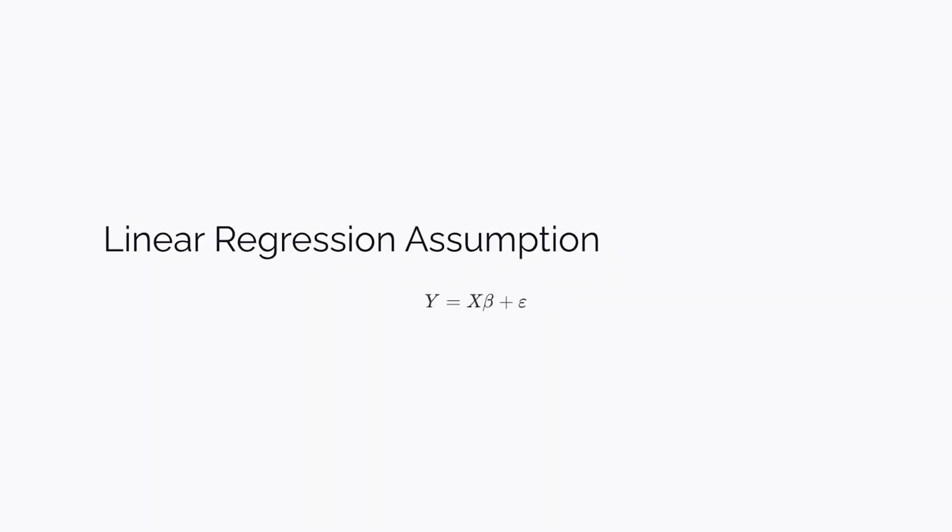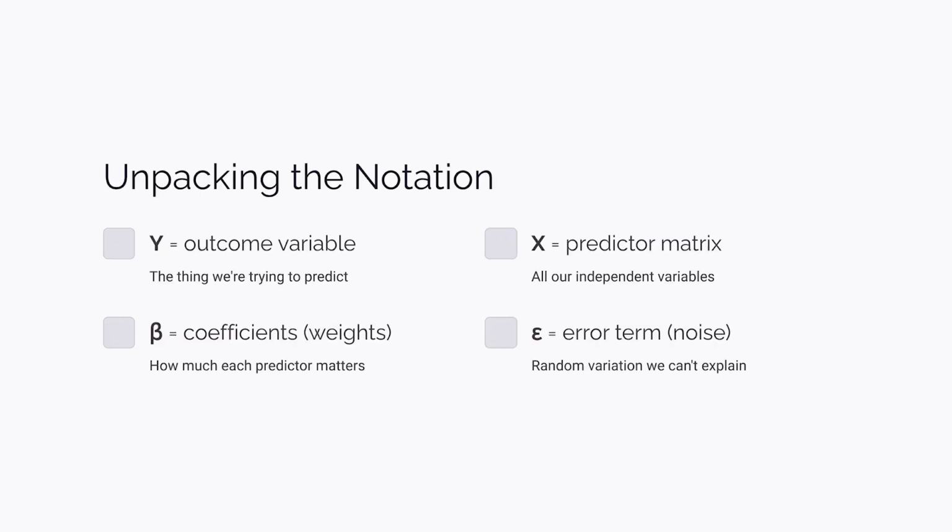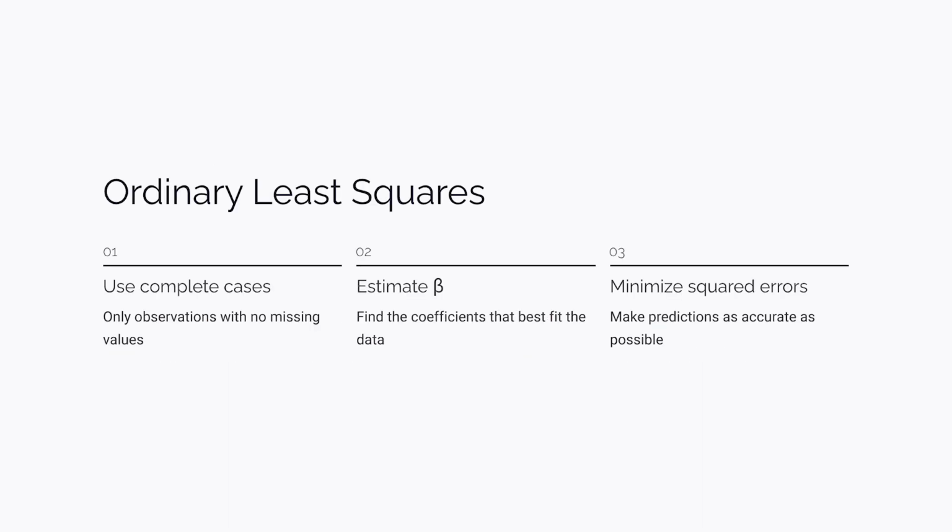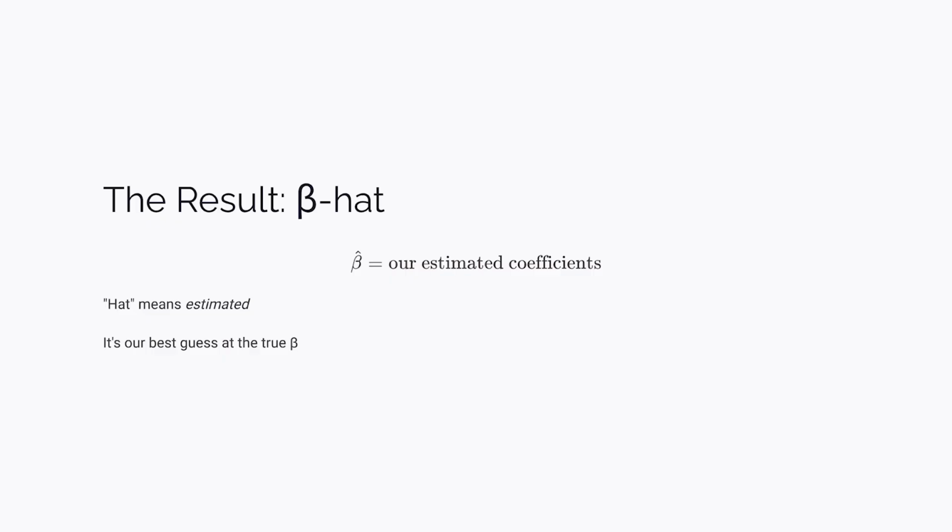The model assumes y relates to x through linear regression. Y equals x times beta plus epsilon. Y is the outcome. X is the predictor matrix. Beta is coefficients, the weights describing how predictors affect Y. Epsilon is random noise. We estimate beta using ordinary least squares on complete cases. This gives beta hat, our estimated coefficients.